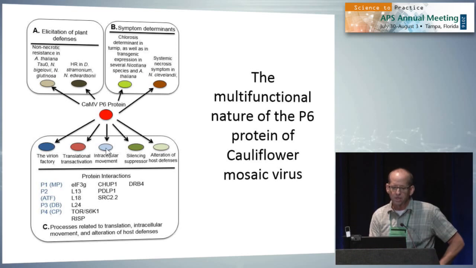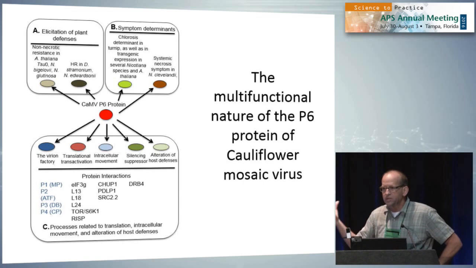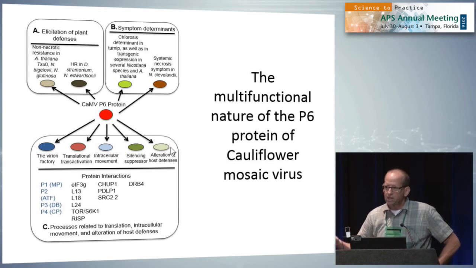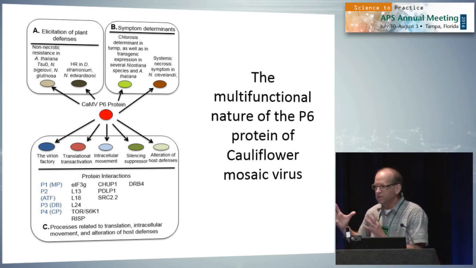P6 is involved in intracellular movement. Michael showed the interaction of proteins with the cytoskeleton, microtubules. P6 also is involved in microfilament movement. It's a silencing suppressor. Groups have shown that it's a silencing suppressor. And lastly, it's an alteration of host defenses. So you have all of these multiple things that this protein is doing.